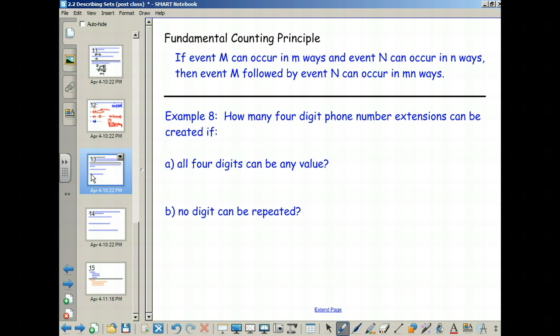Okay. Fundamental principle of counting. Anytime you see the word fundamental, it means important. Basically, right? Fundamental means it's important. Fundamental.